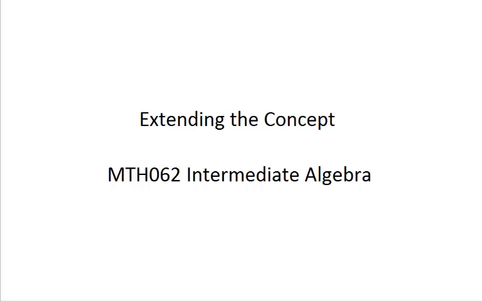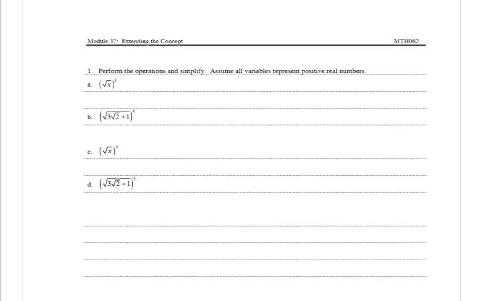In this video, we're going to be extending the concept from the special product video. In number one, they want us to perform the operations and simplify. Assume all variables represent positive real numbers. In A, we have the square root of x squared, and that is equal to x. So if the exponent and the index in the radical are the same, you're going to output whatever is inside the radical.